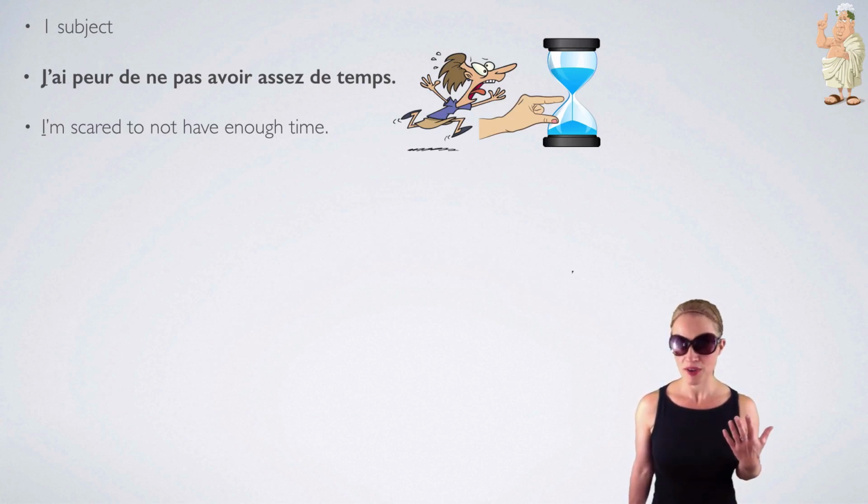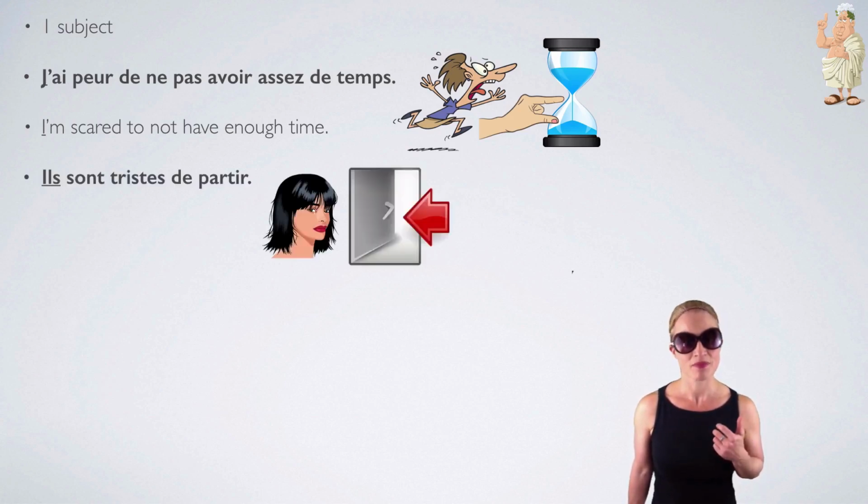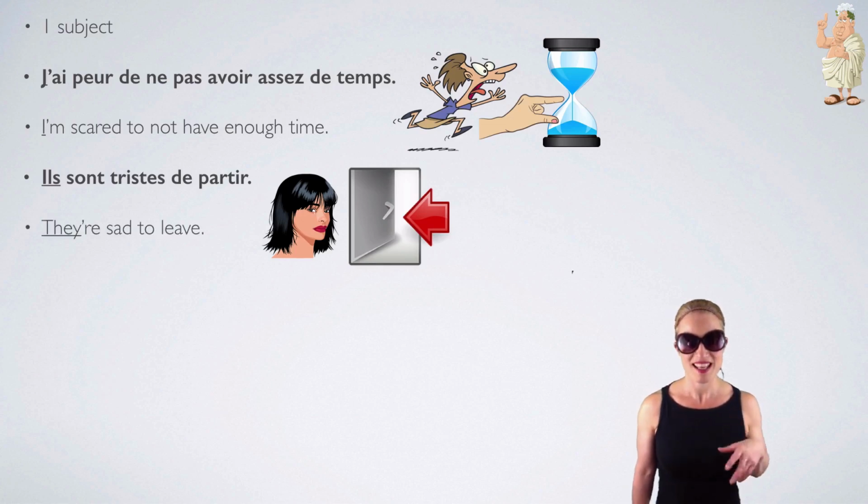So you'll often find when there's one subject, there'll be a little de in there. And anyway, if you have either a noun or an adjective followed by an infinitive, you will have a de in French in between them. It doesn't mean anything in English. Ils sont tristes de partir. One subject, meaning they're sad to leave.